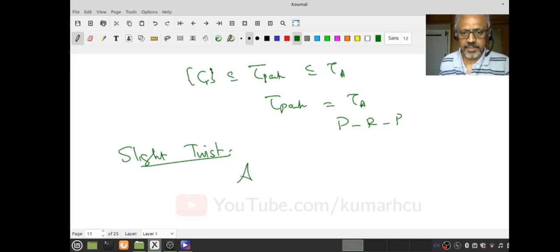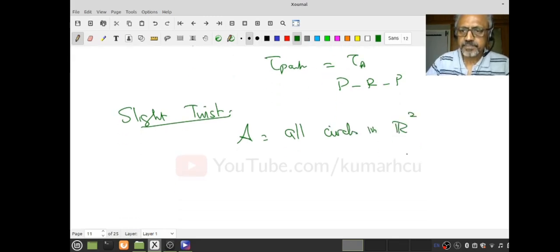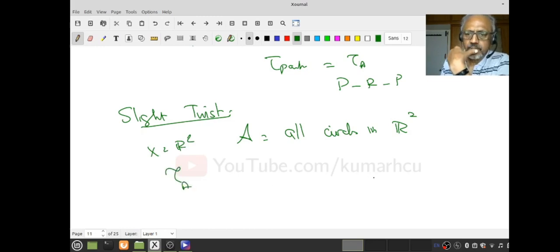Suppose my collection A is all circles in R2, not necessarily concentric circles. My X is of course R2. Now what do you think is tau A? Notice that one of the things you should remember is that for a topology, an arbitrary union of sets must again be in the topology, and if you take two elements in the topology, their intersection should be there. So at every step, these are the things we should check. That will give us an idea how to look at tau A.